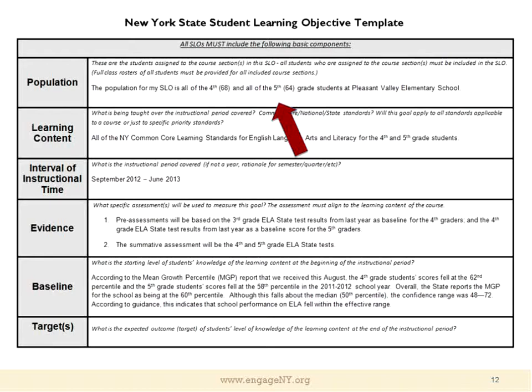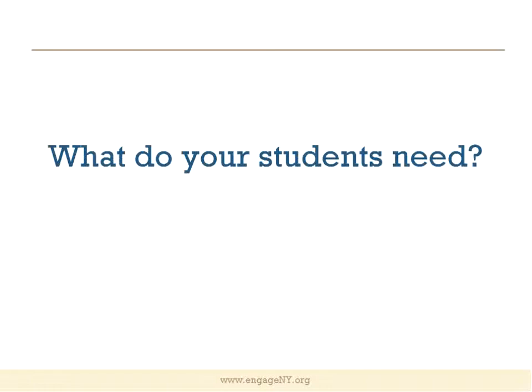Now let's focus on population. Notice the librarian specifies the exact number of students relevant to this SLO. This is the number as of Bed's Day. Once students are identified, multiple sources of data should be consulted to determine the performance level of each individual student.